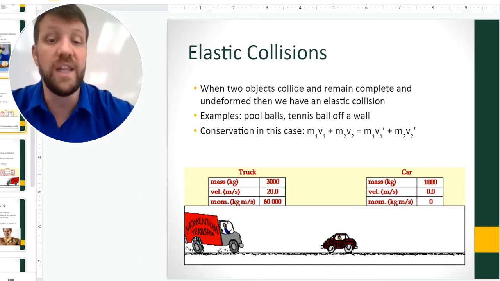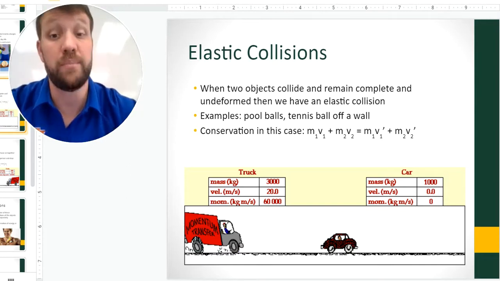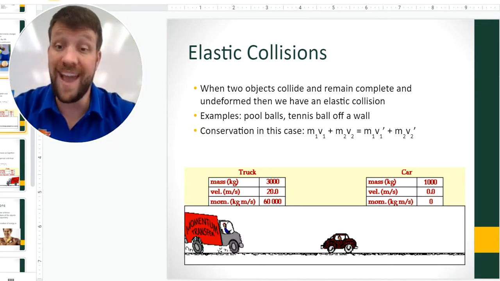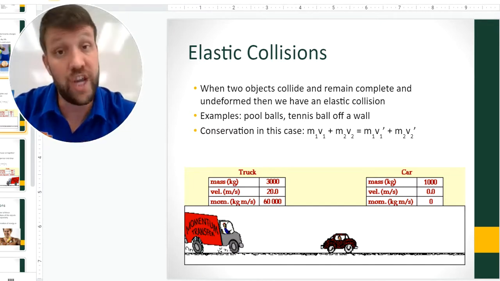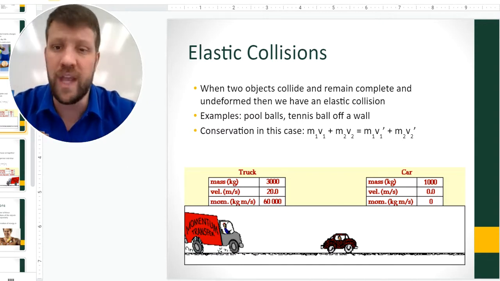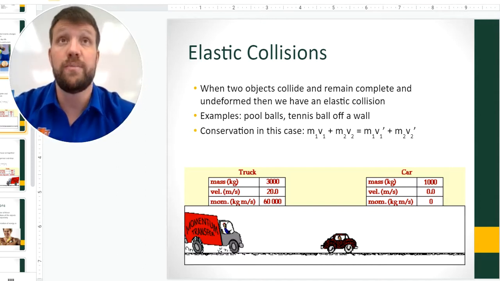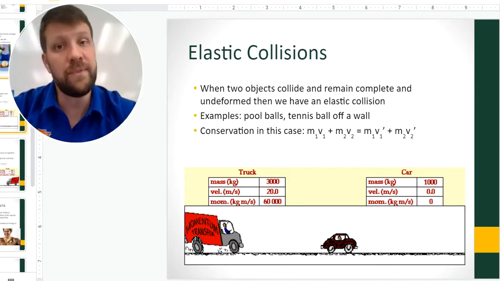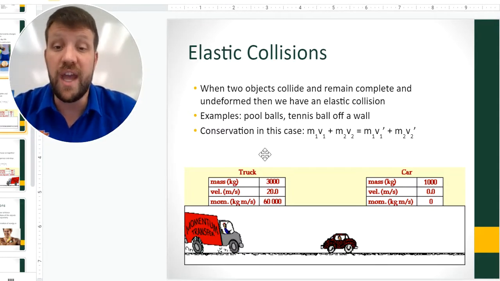But when two objects collide and remain complete and undeformed, okay, that's very important. Complete and undeformed. We just saw the deformed golf ball. And in that case, we lost some amount of energy, okay? So elastic collisions, elastic are when things are undeformed. The shape does not change. So a couple examples here. A pool ball, a tennis ball bouncing off of a wall. A pool ball being the best example, they collide because of their shape and structure. They don't actually have any transfer of energy. They just have a transfer of momentum.